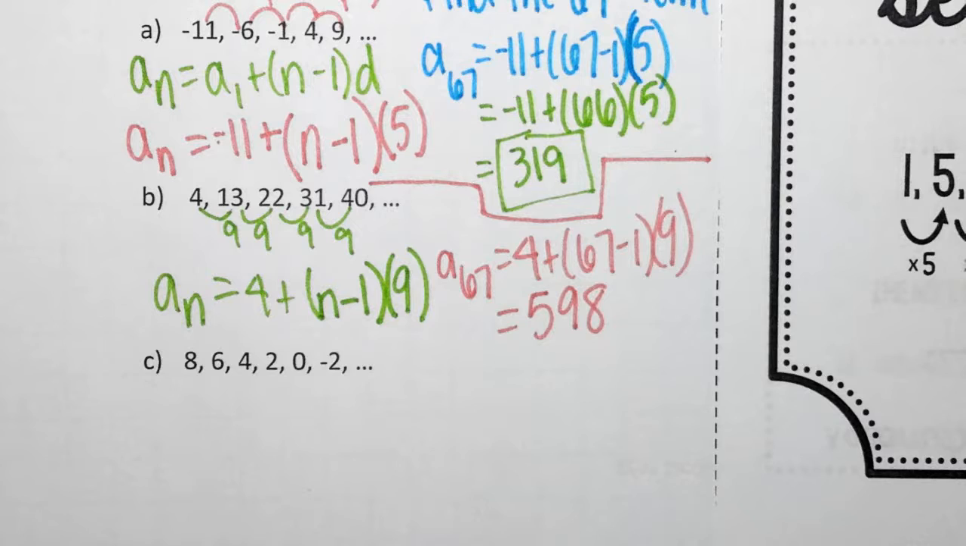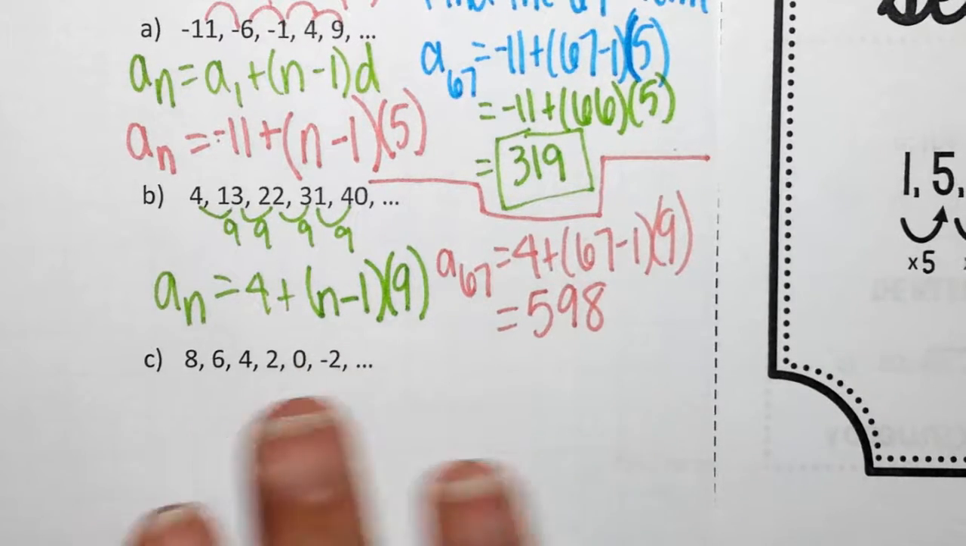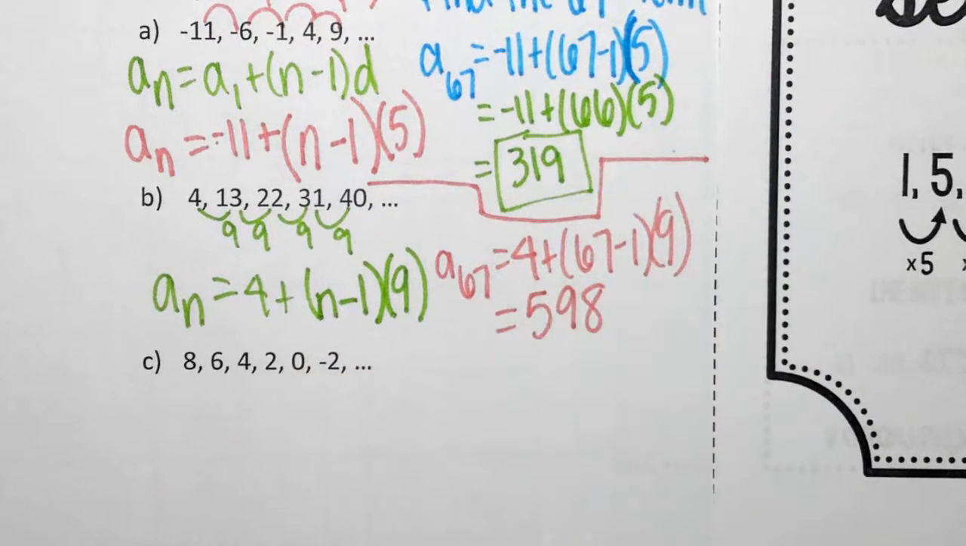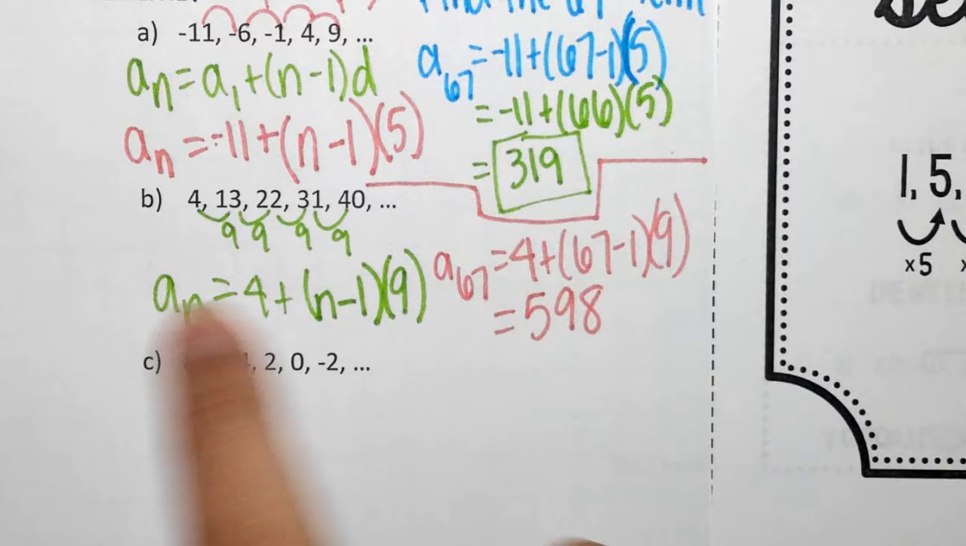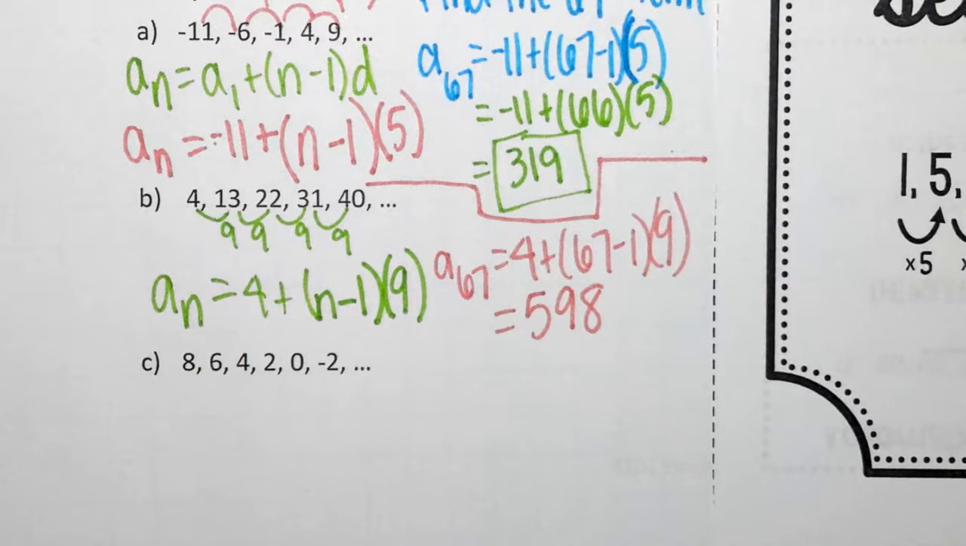Fantastic! Good job. All right, now I want you to do the last one, C, completely without me. I want you to write the rule and then find the 67th term. Go. Is it positive 2 or negative 2? So what should you plug in? You can do it. Do C completely without me.